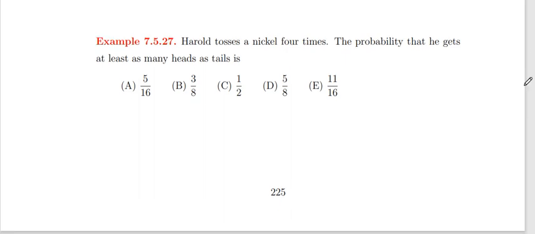Okay, so here we toss a coin 4 times. Let's say we toss a coin many times. So what is the probability that if we toss a coin 4 times, he gets at least as many heads as tails?